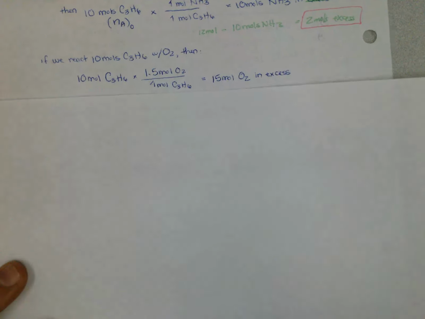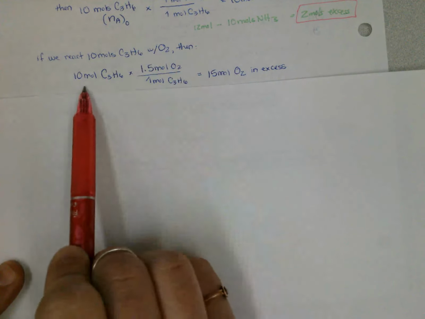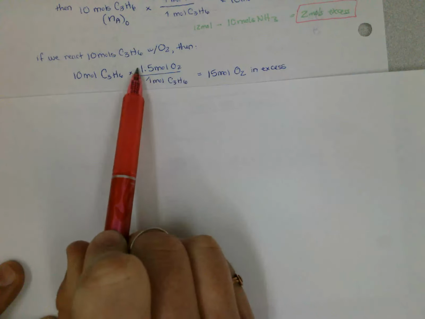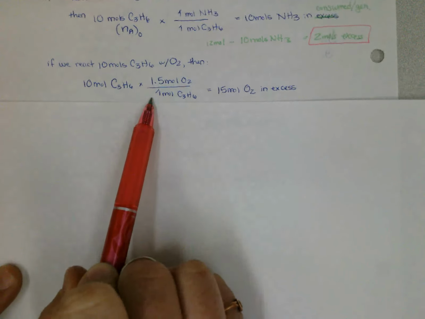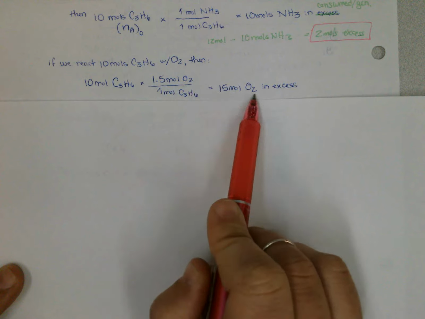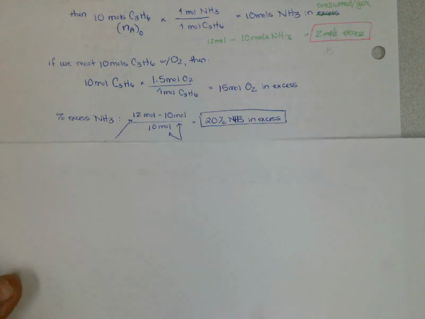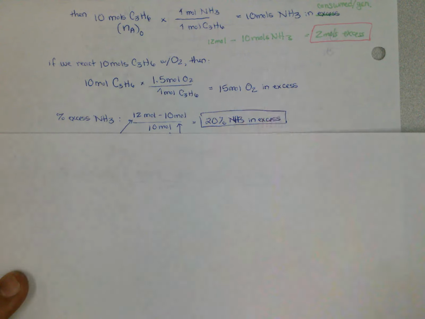All right, if we react 10 moles with oxygen, same idea. 10 moles of propylene times the stoichiometric ratio between the two. Instead of using 3/2, I'm using 1.5, which means that 15 moles of O2 are consumed. So that's how many were reacted in that system.